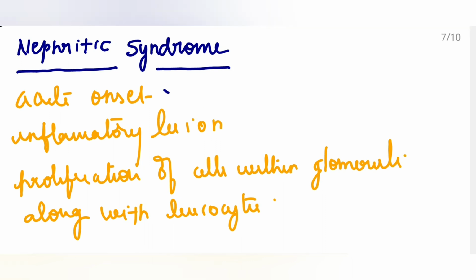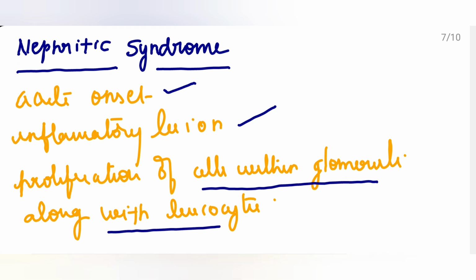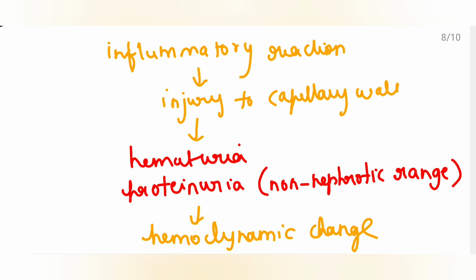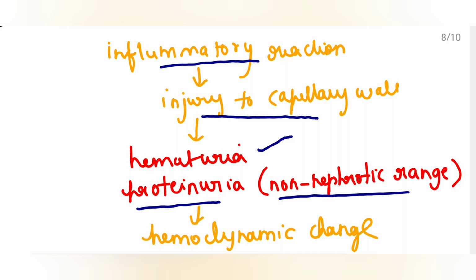Nephritic syndrome is acute in onset; it is an inflammatory lesion. There is proliferation of cells within the glomeruli along with leukocytes. So I told you it is an inflammatory reaction. There is injury to the capillary wall of the glomerulus. When there is injury to the capillary wall, RBCs leak into the urine, so hematuria is seen. Also protein is lost, so there is proteinuria, but it is non-nephrotic range. It is less compared to nephrotic syndrome.